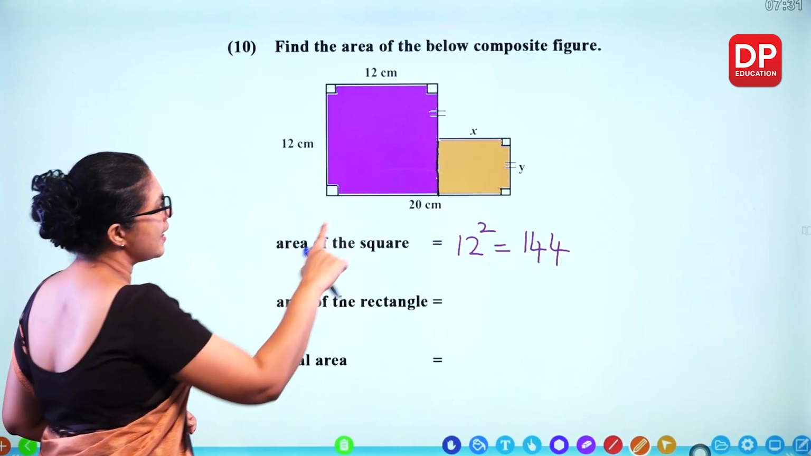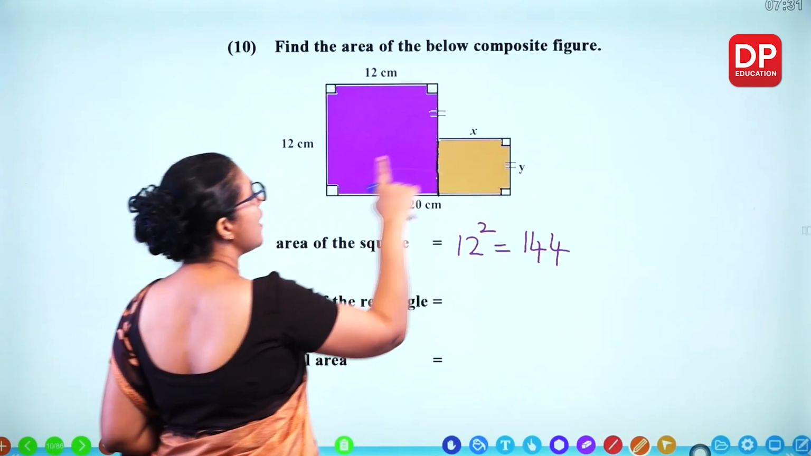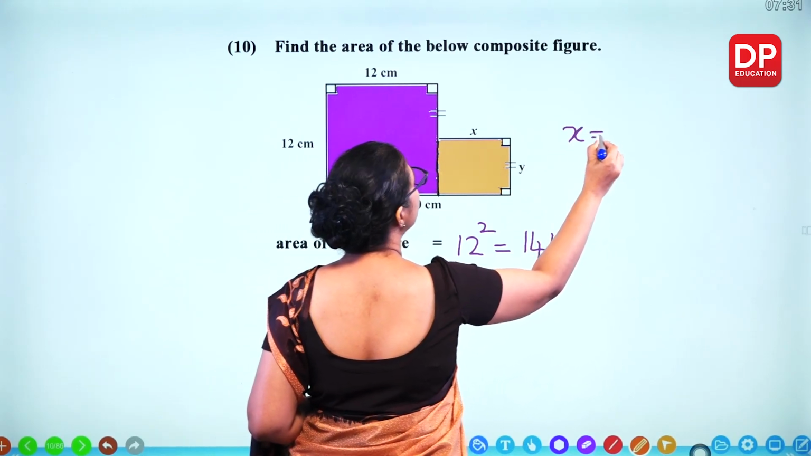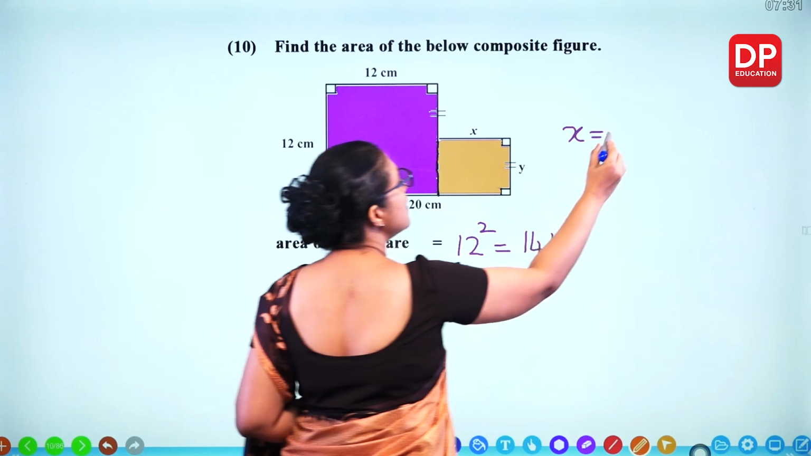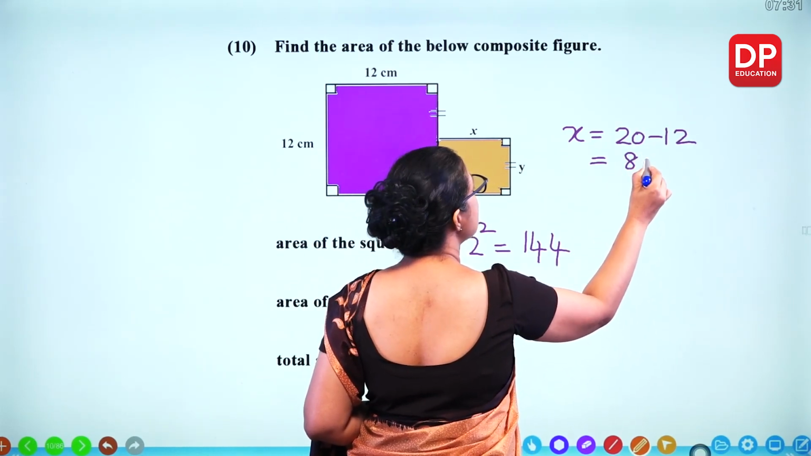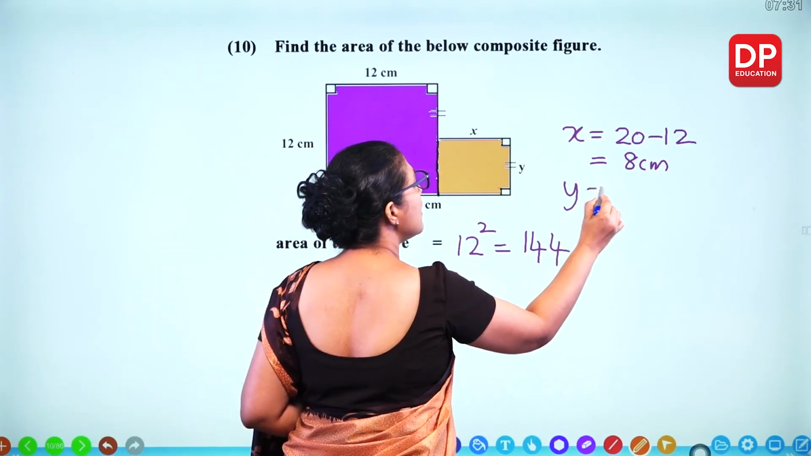Area of the rectangle, this is this. Now find out the length. How can we find out x, this length? X is, the total length is 20. This side is 12. 20 minus 12. You get 8 centimeters. How can we find y?